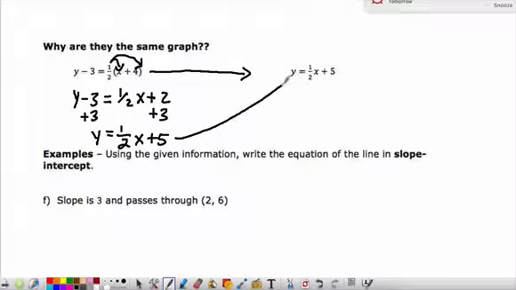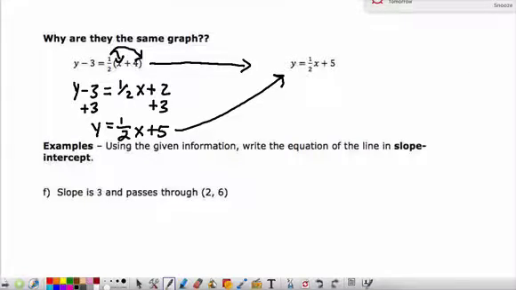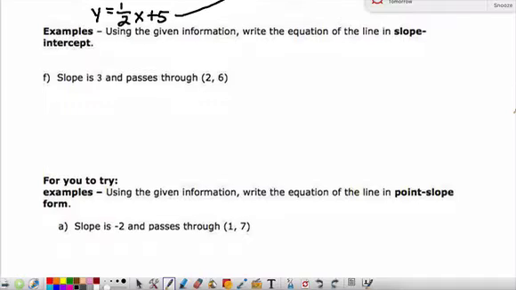Well, you can see that they're actually the same equation. They look different. They're in a different arrangement, but they're the exact same equation. Just so they give us the same graph. All right, so let's practice that.